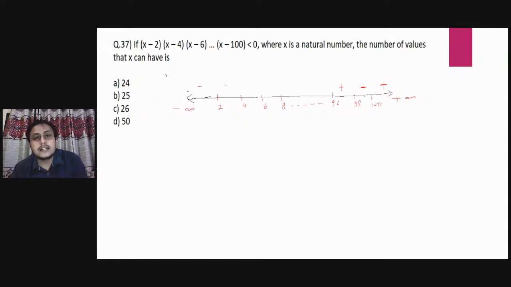So which one will we consider here? 99, right? And we will not consider these critical points 2, 4, 6, 8, 96, 98, 100, because at these the equation becomes 0. But we need less than 0. Right? So tell me.